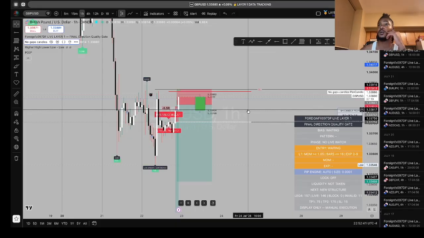So let's see how the market performs for the rest of the night. I'll be going to my bed shortly. I just want to see GBP USD move to a reasonable area where I could put my stops on, because with this broker, the stop is very high. So at the moment, I don't have my stop on GBP USD, but on AUD USD, I have my stop.